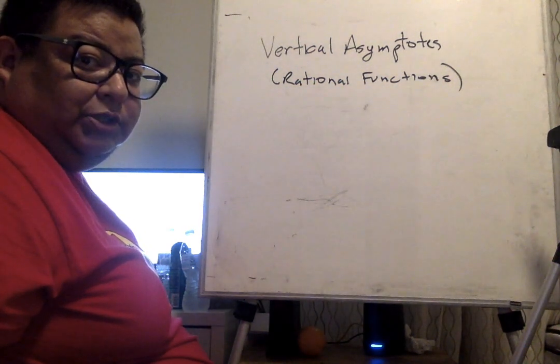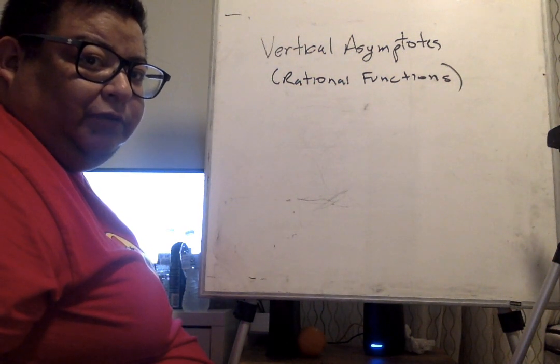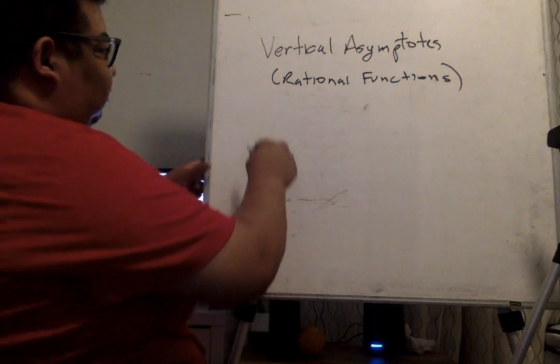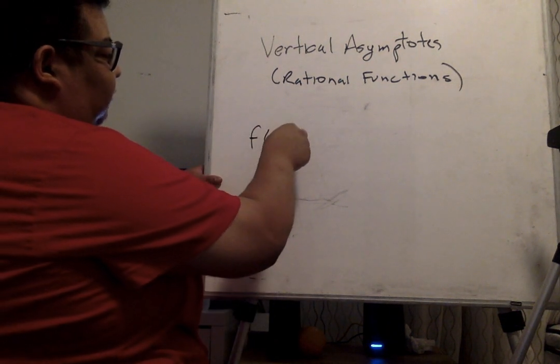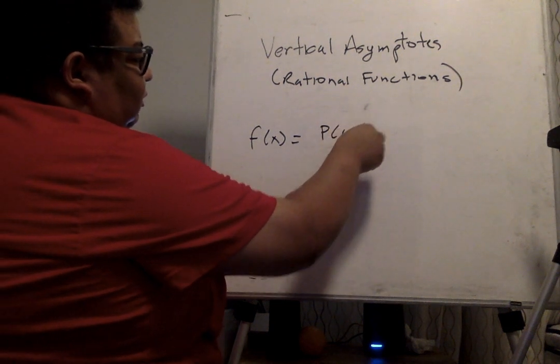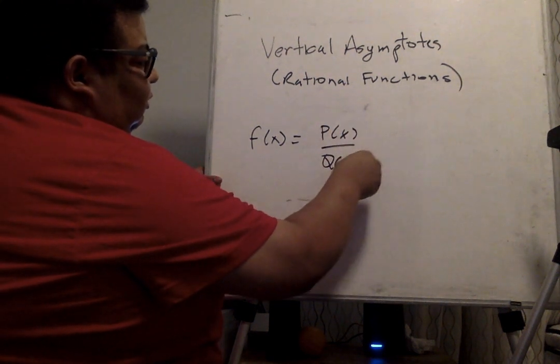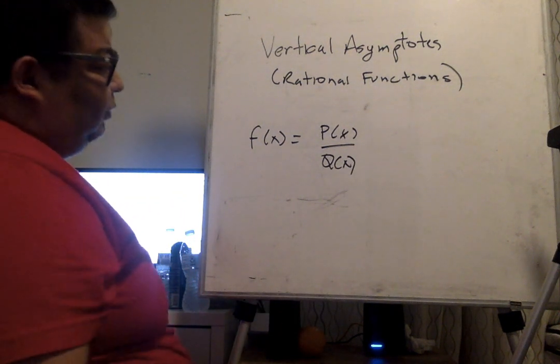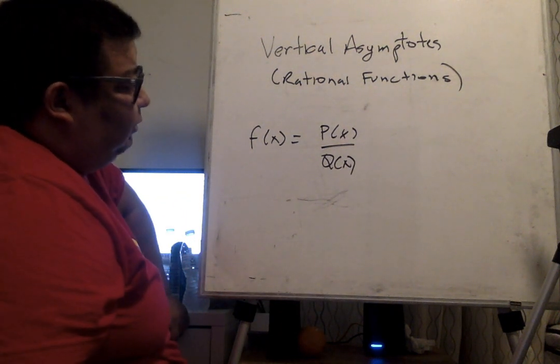Welcome, math enthusiasts. In this video we're going to talk about how to find vertical asymptotes of rational functions. So a rational function looks something like this: f of x equals p of x over q of x. So basically our task is to find a vertical asymptote.